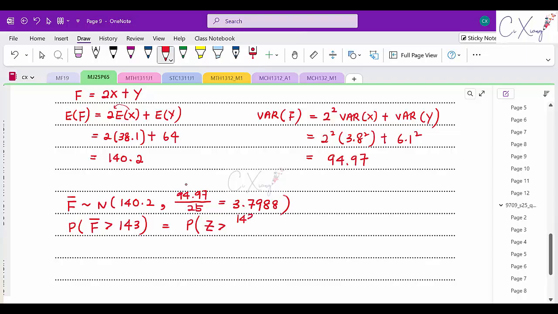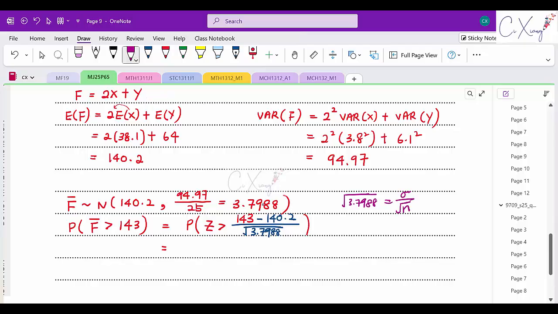So I'm taking 143 minus the mean, divided by standard deviation. The standard deviation here is the square root of 3.7988. Maybe some students might ask, what you learned before is you have to divide by sigma over square root n, right? Just for your information, the square root of 3.7988 is already the sigma over square root n.